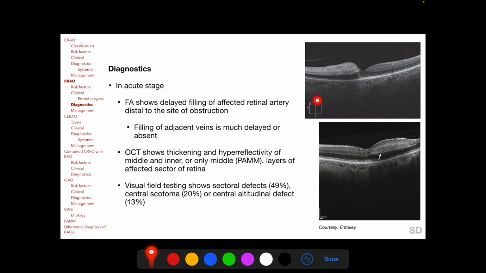In a vertical scan OCT in an eye with BRAO, the portion of the retina only on one side of the fovea appears to be involved, and this corresponds to the anatomy of the retinal arterial system. Visual field testing in an eye with BRAO may show sectoral defects, central scotoma, or central altitudinal defect.